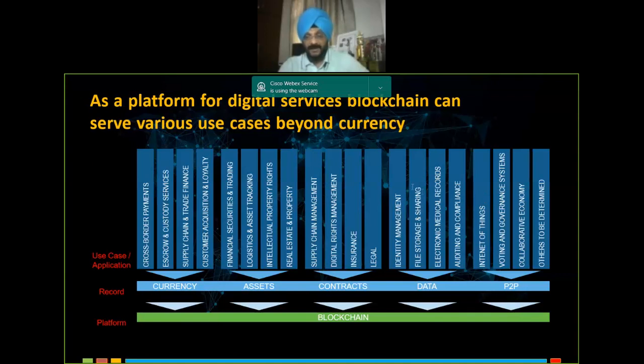It was by Umeshwari. It is an immutable ledger of transactions. Yes, it is immutable. That's right.